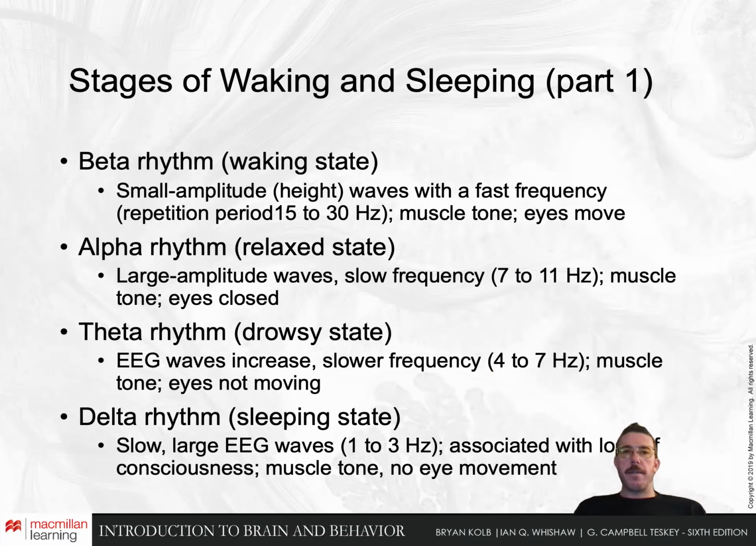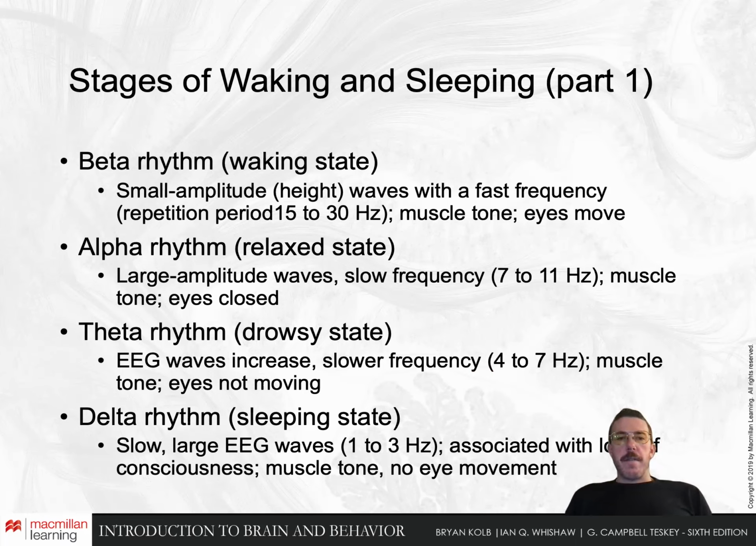Throughout the night, as we fall asleep, the frequency of our brain activity from the EEG changes. When we're awake, there's a small amplitude with a very fast frequency called a beta rhythm. That's about 20 times a second, and there's muscle activity and the eyes are moving around.